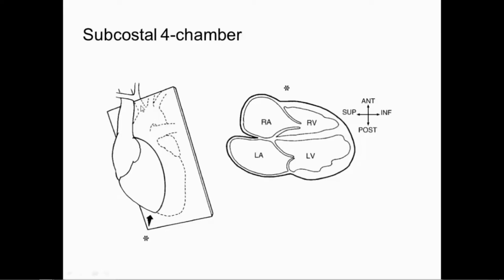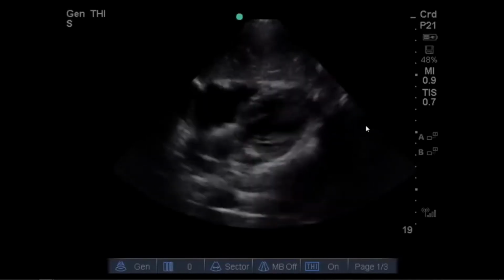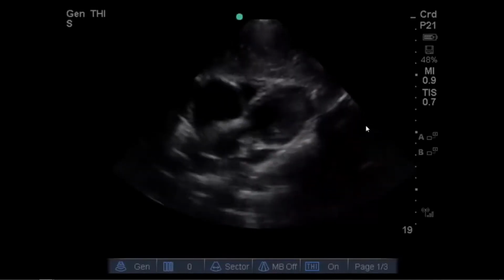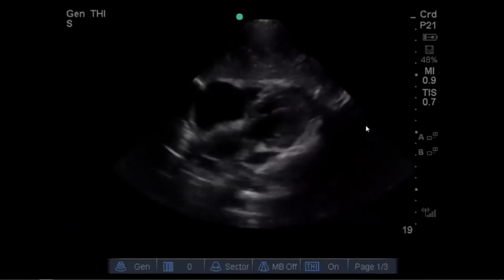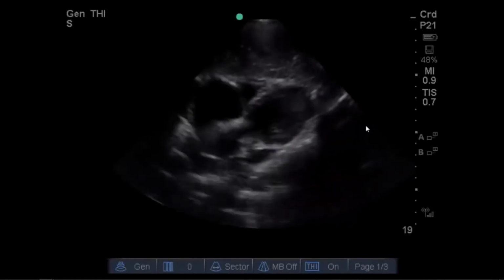This is a schematic demonstrating where we're slicing through the heart and the schematic of the chambers that we would normally see. And this is what a normal subxiphoid view should look like. We can see that the heart muscle is contracting towards the center of the chamber pretty well. We see that all four chambers are moving.